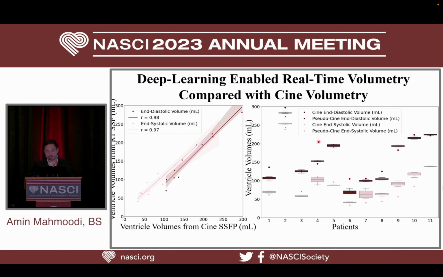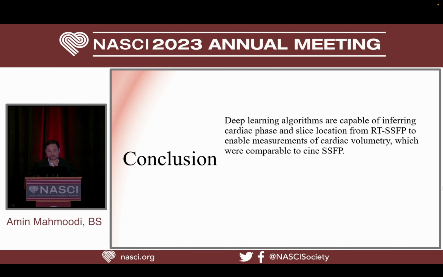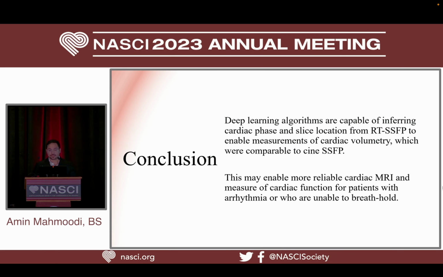So in conclusion, we see that a deep learning algorithm can be capable of differentiating the cardiac phase from a real-time SSFP image, and that can enable cardiac volumetry, which will be comparable to the cine as shown. And this may enable a more reliable MRI measure of cardiac function for patients that are unable to tolerate cine acquisition techniques, so they can't breath hold or they have arrhythmias.